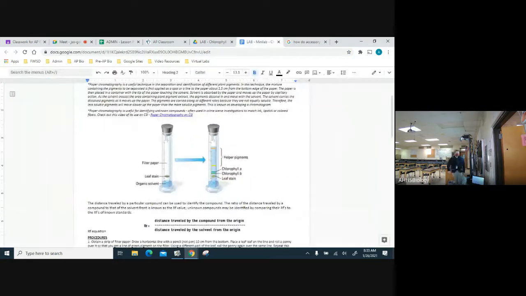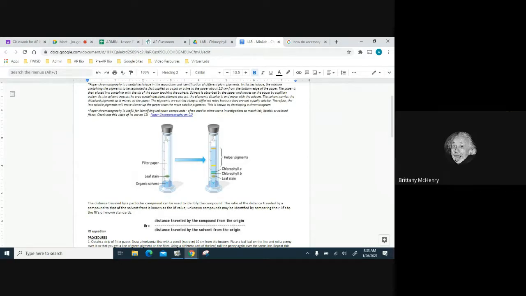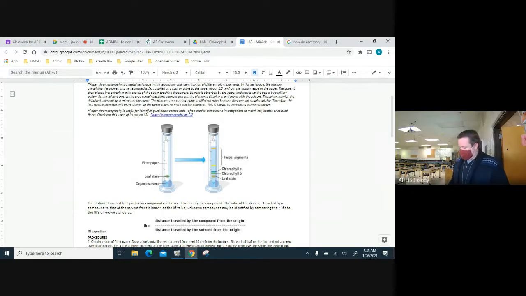This is chromatography. Okay, Brittany, do y'all talk about chromatography in AP Chem? We did a little bit. So it's just a method of separating things based on any physical characteristic. There's tons of types of chromatography. This is called paper chromatography because we're going to use paper to separate out pigments.